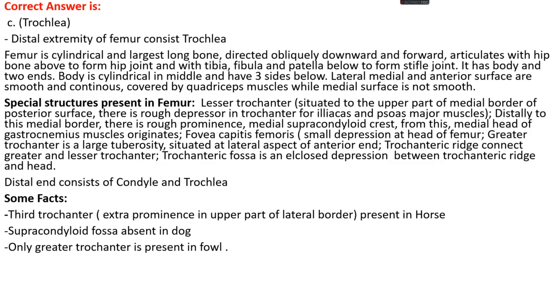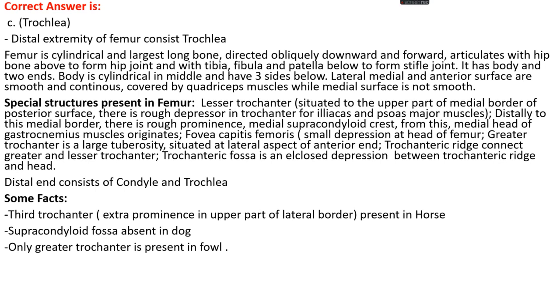The femur has a body and two ends. The body is cylindrical in the middle and has three sides below and above. If we see the lateral, medial and anterior surfaces of the femur, these are smooth and continuous and mainly covered by the quadriceps muscle, while the medial surface is not so smooth.